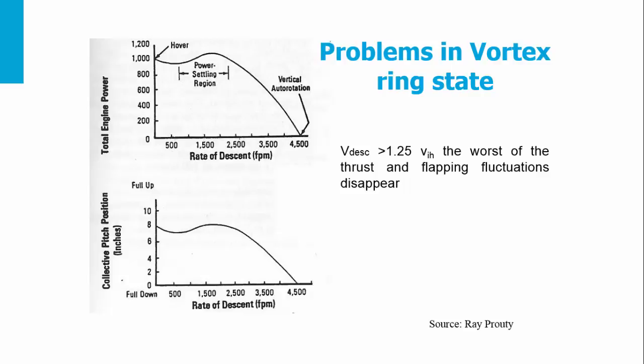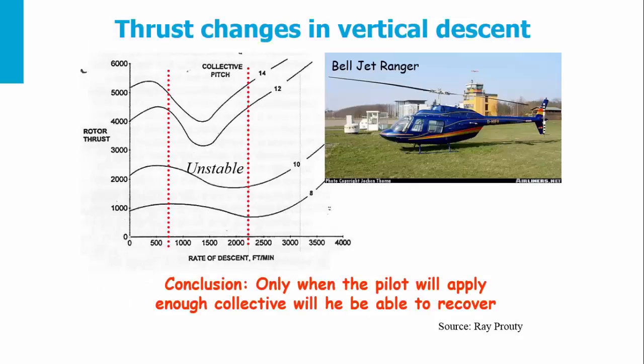If the rate of descent is higher than 1.25 times the induced velocity in hover, the worst of the thrust and flapping fluctuations will disappear. Here you see the Bell Jet Ranger and again the rate of descent and the rotor thrust. If you look at the curves, you see that if the velocity of descent is smaller than 500 feet per minute or higher than 1500 feet per minute, the curves are stable.